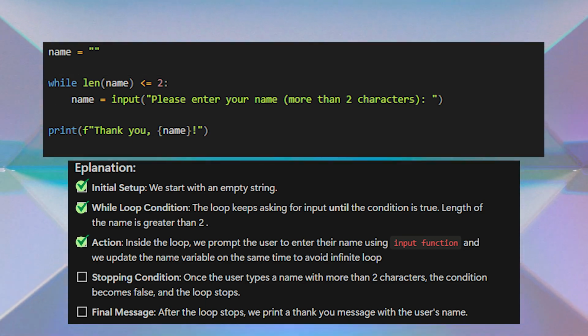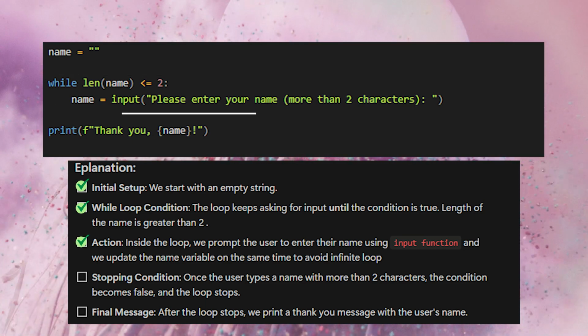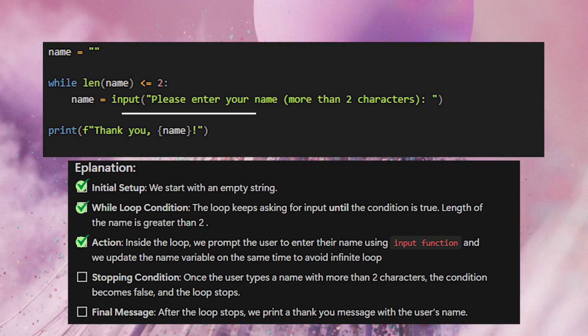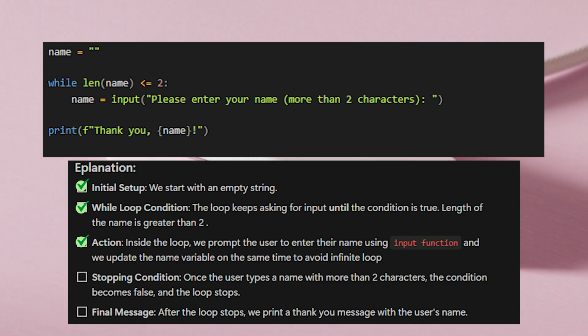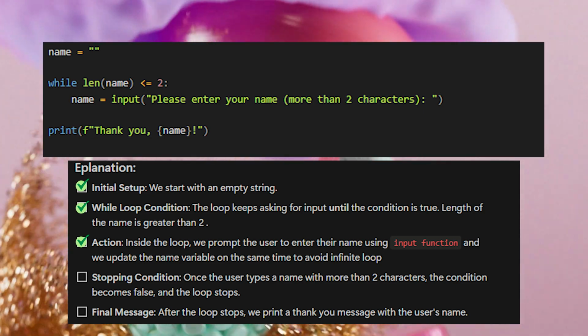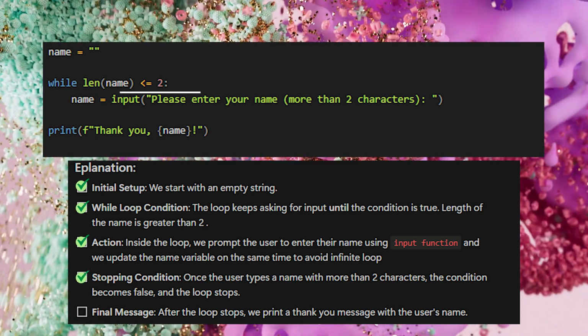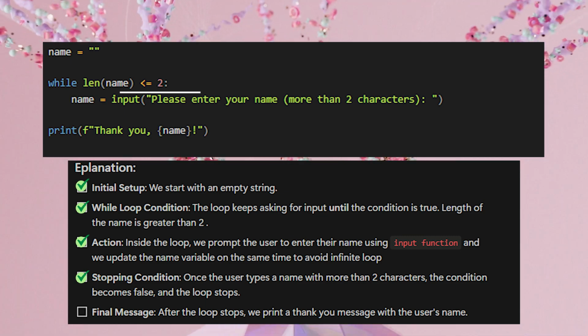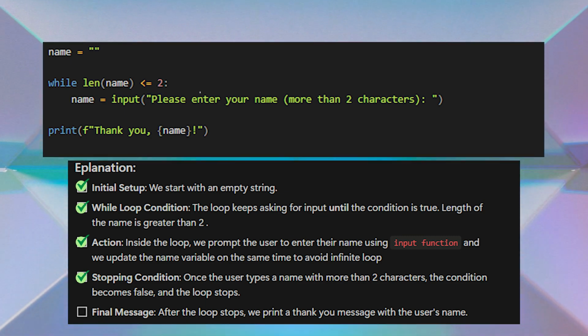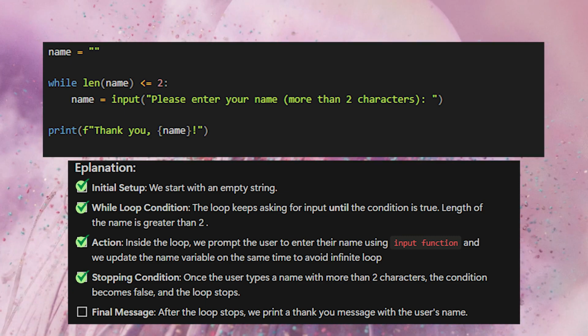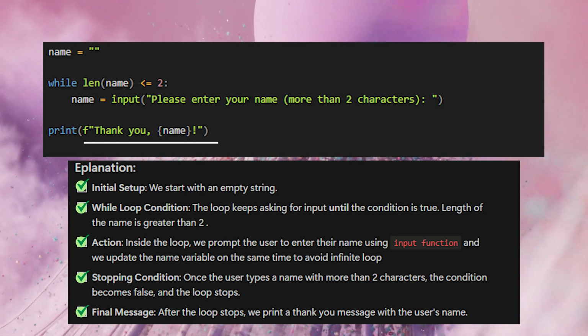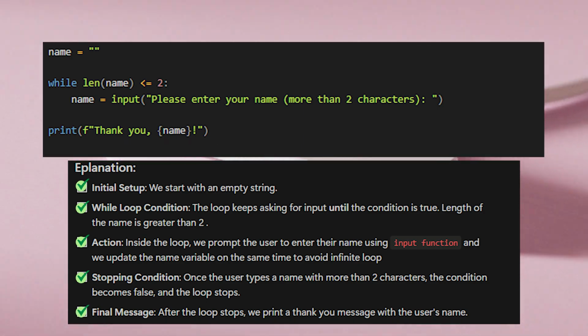Action. Inside the loop, we prompt the user to enter their name using the input function, and we update the name variable at the same time to avoid an infinite loop. Stopping condition. Once the user types a name with more than 2 characters, the condition becomes false, and the loop stops. Final message. After the loop stops, we print a thank you message with the user's name.